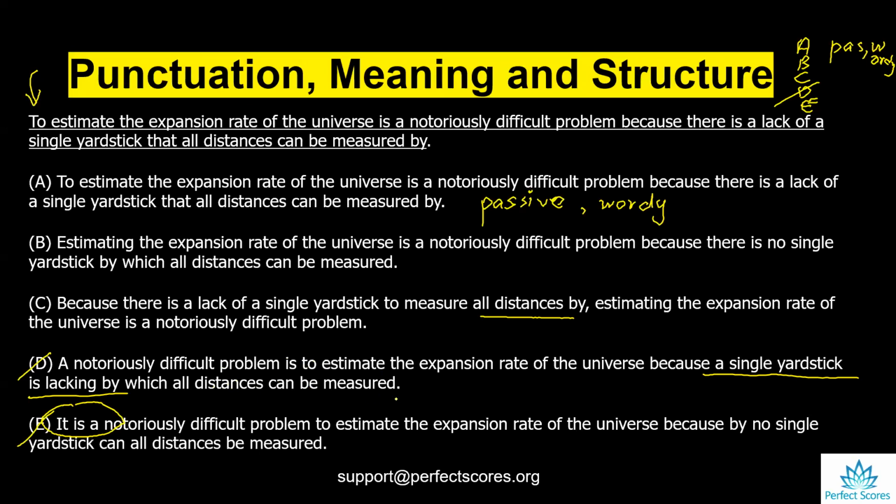And while reading through these options, did you realize that there was some kind of split here? If you see, few options use lack of. Option B uses no single yardstick. C again uses is a lack of. And D is using is lacking by. E is using no single yardstick. Now we've already eliminated D and E, so we won't read them once again, but let's look at A, B, and C. If you had to make a choice, which one will you make and why?